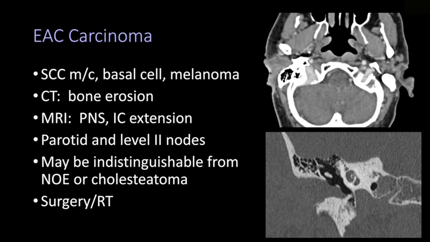The first line of nodal drainage is to the parotid and level 2 nodes, and so you want to look carefully in those areas for metastases. And as I mentioned previously, carcinoma may be indistinguishable from necrotizing otitis externa and cholesteatoma. These cancers are typically treated with a combination of surgery and radiation.